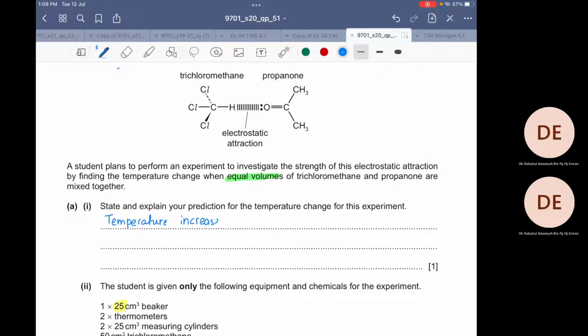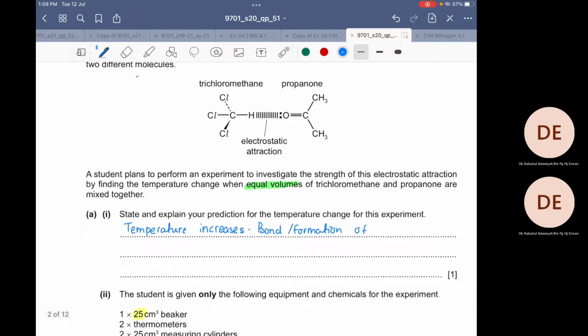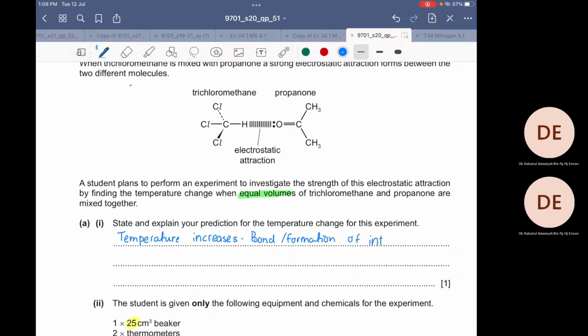The reason for that, well, my reason is bond formation of intermolecular forces. Okay, so there is an attraction that is being formed.